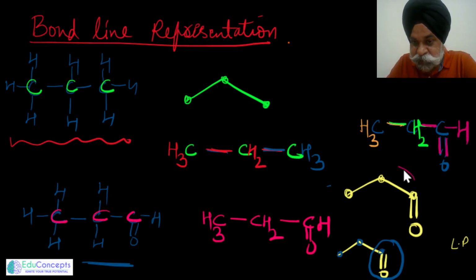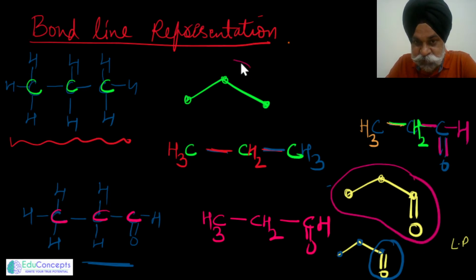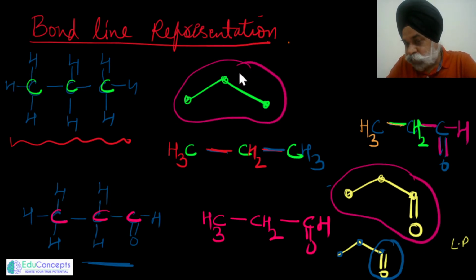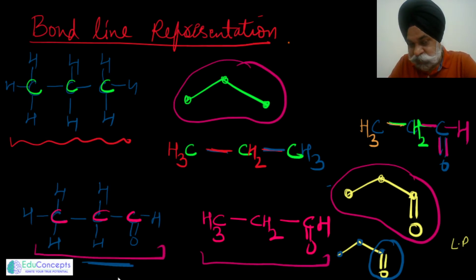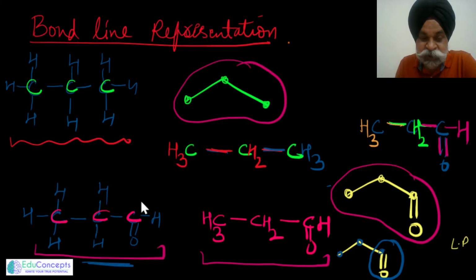So this representation which we have shown like this is called bond line representation. And this is what you call the condensed formula. And this is a dash formula representation of an organic compound. But none of this is actually representing the exact shape of these molecules in space. For that, you have to wait for another 1-2 more sessions.